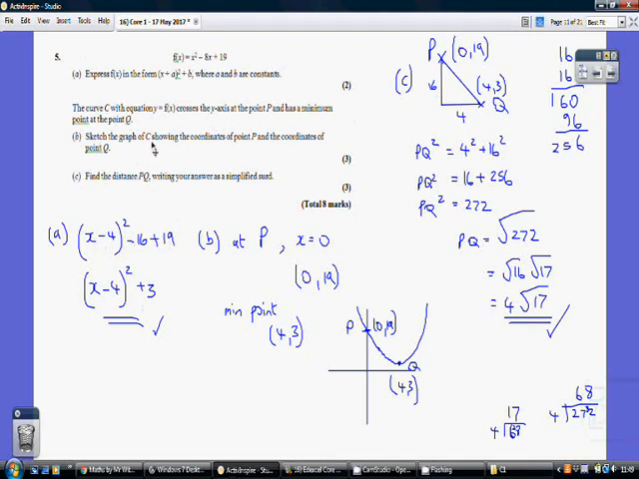Now for part B, sketch the graph of C showing the coordinates of point P and the coordinates of point Q. Okay, and we know that P is where it crosses the y-axis and Q is the minimum point. Now the benefit of completing the square is that it shows us where the minimum point is.